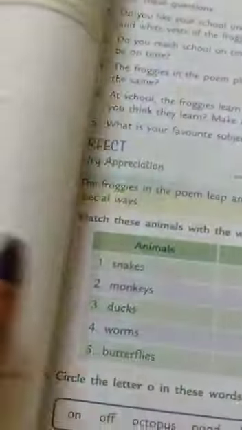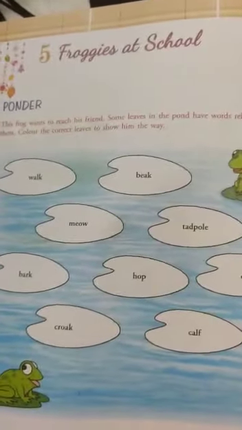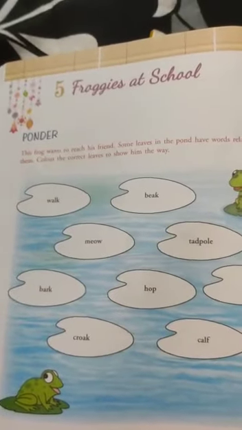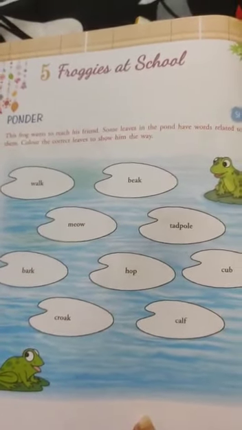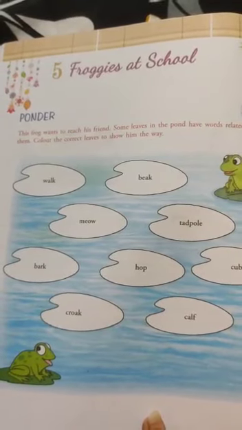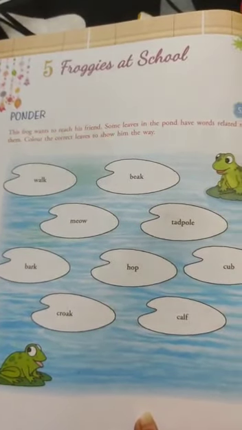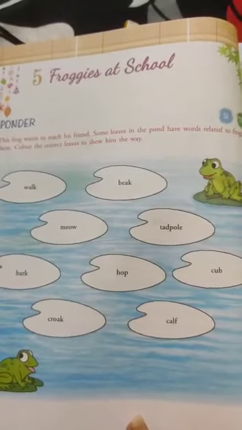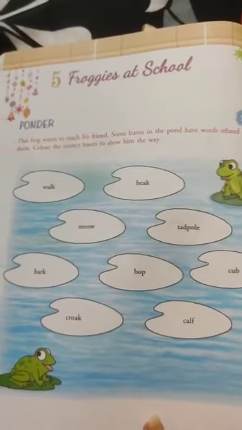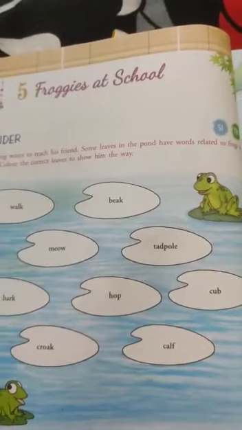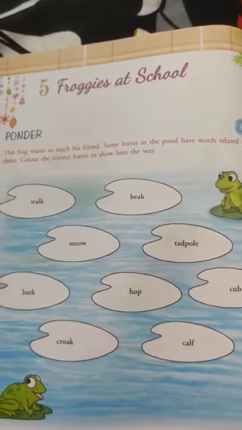Take out lesson number 6 or 7 something. Sorry. Lesson number 5, that is froggies at the school. Now again there is one activity given. This frog wants to reach his friend. Some leaves in the pond have the words related to frogs on them. Color the correct leaves to show him the way.